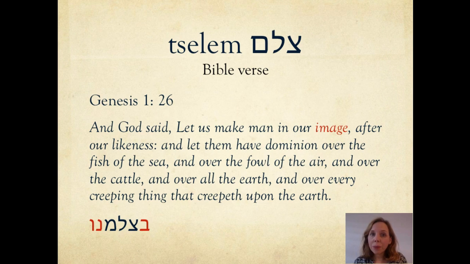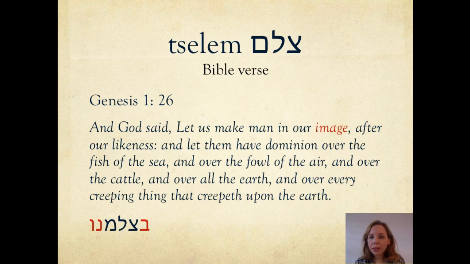Last week I promised we would discuss the word Tselem, and we find this in Genesis 1 verse 26. And God said, "Let us make man in our image, after our likeness, and let them have dominion over the fish of the sea, and over the fowl of the air, and over the cattle, and over all the earth, and over every creeping thing that creepeth upon the earth."